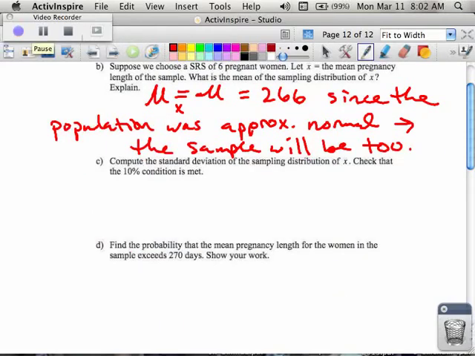Okay, and the next one says compute the standard deviation of our sampling distribution. So we know that the standard deviation of our sampling distribution will be equal to, was it 16? Yeah, 16 divided by the square root of our sample size, which was 6, because they told us it was 6 back up here. And if somebody could calculate that.